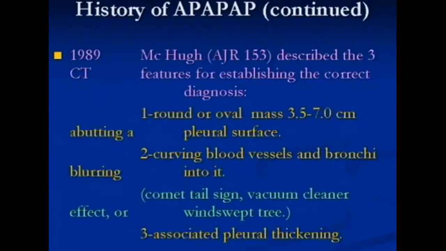Subsequently, about 25 years later almost, in '89, McHugh in AJR described 3 characteristic findings, which are a round or oval mass about 3 to 7 centimeters near the pleural surface, curved blood vessels and bronchi into it, which they started getting fancy by calling comet tail sign, vacuum cleaner effect, or if you really want to be poetic, a windswept tree effect, and associated pleural thickening. So this is what was described in '89.